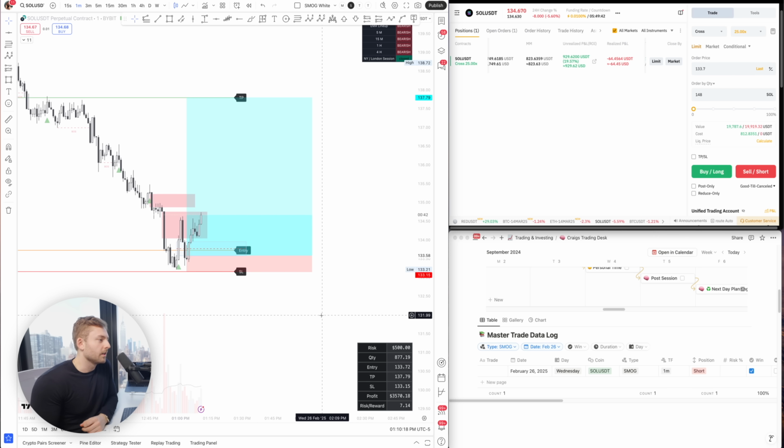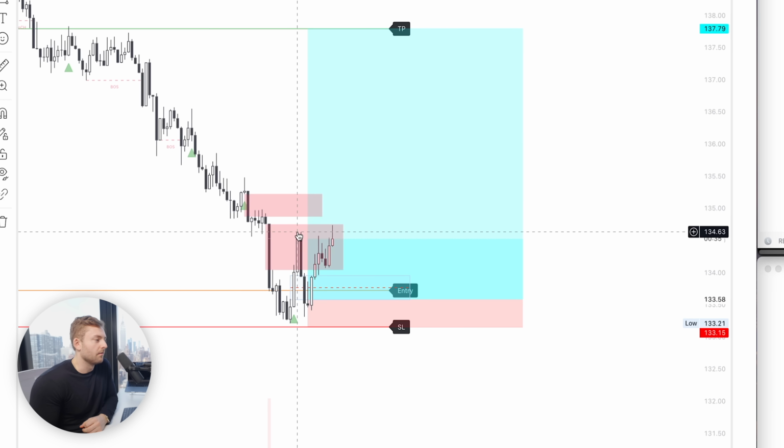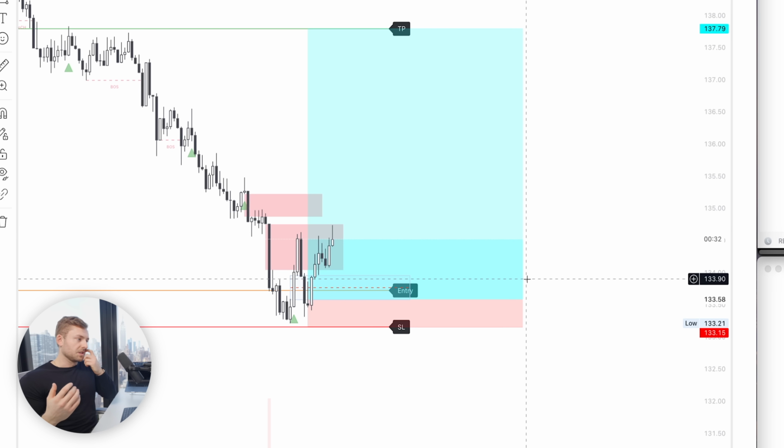This is working out really nicely. We just got a change of character here. I just need this candle to close above this high, hopefully, and we can reduce risk down to 0, which is going to be amazing.